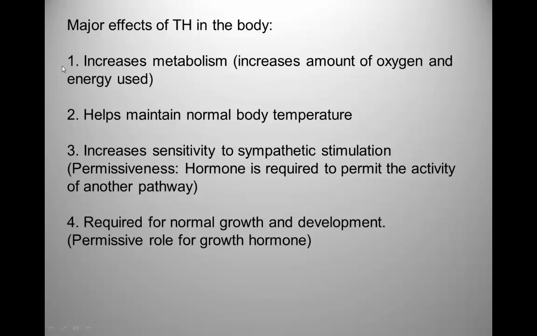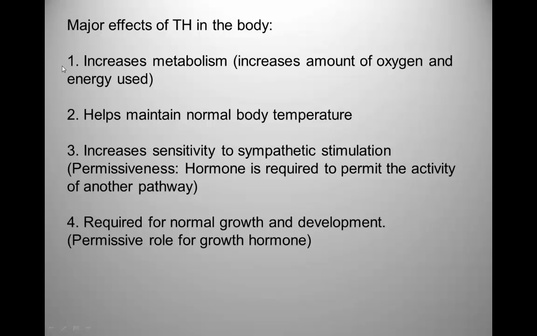Normal metabolic rate depends on an adequate supply of thyroid hormone. TH increases the production of ATP by increasing the metabolism of glucose and fats. This is achieved by boosting the number and activity of mitochondria and enhancing the production of glycolysis enzymes.